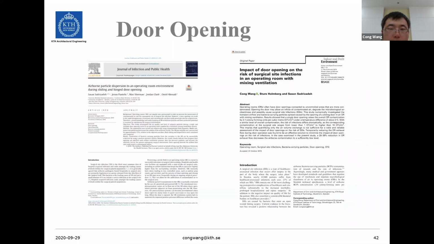And the corresponding research results have been published in 2 journals. One is the medical journal, Journal of Infection and Public Health, and the other is the engineering journal, Journal of Indoor and Built Environment.